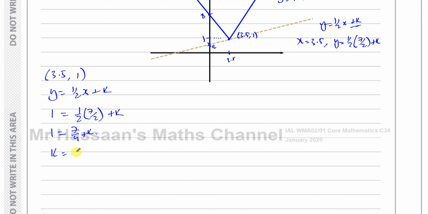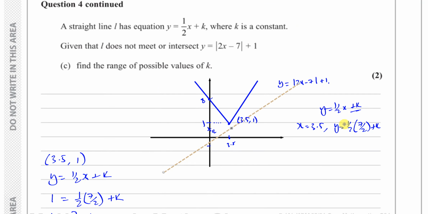So k is going to be equal to 1 minus 7/4, which gives us minus 3/4, that's 4/4 minus 7/4. So it's actually going to be down here somewhere, if we drew it properly. It's going to be something like this, somewhere down here. That will be how the graph looks.